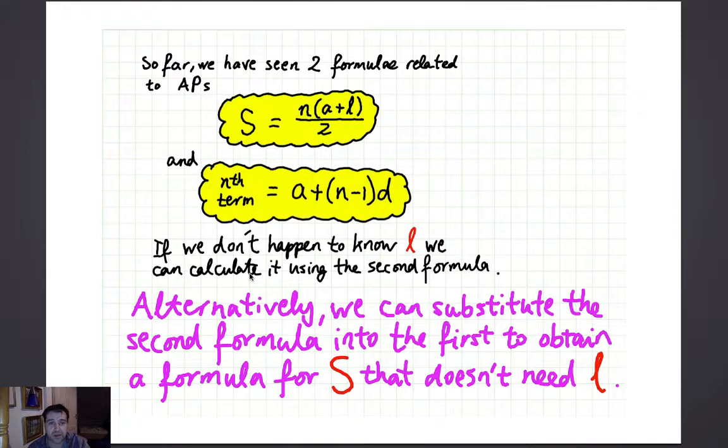So I've written, if we don't happen to know l, we can calculate it using the second formula, but another way we can approach this is to substitute the second formula into the first formula to obtain a formula for S that doesn't need l. So you can just take this expression, a plus n minus 1 d, and replace that for l in the other formula to get a general formula that calculates the sum of the first so many terms without needing to know the last one.